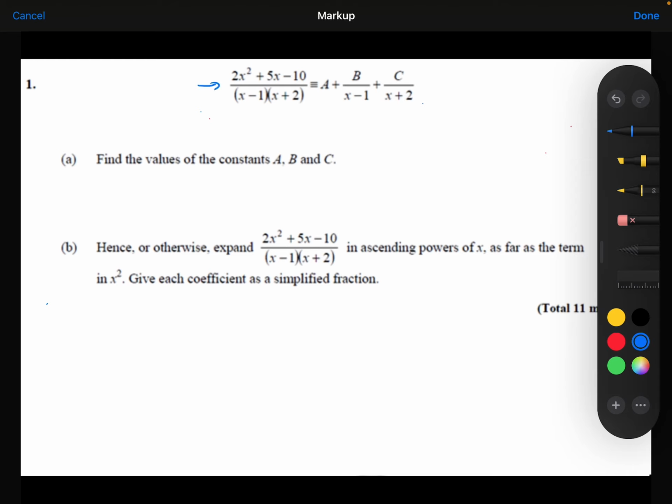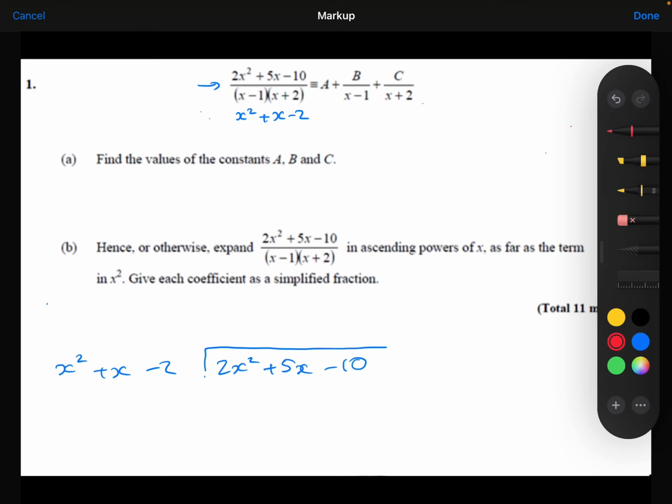We know it's an improper fraction because the highest power of the numerator is x squared, which is 2, and the highest power of the denominator, if I expand it out, is also 2. This is a quadratic, this is a quadratic, they are the same, so this is an improper fraction. That means we can do some algebraic division. I can divide 2x² + 5x − 10 by x² + x − 2.